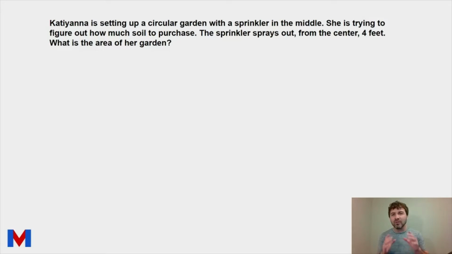Katiana's setting up a circular garden with a sprinkler in the middle. She's trying to figure out how much soil she needs to purchase. The sprinkler sprays out from the center to the edge 4 feet. What is the area of her garden?